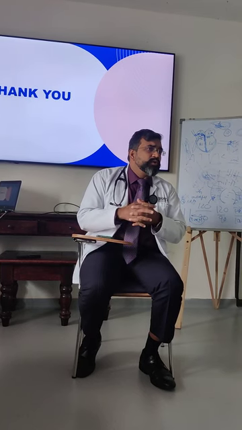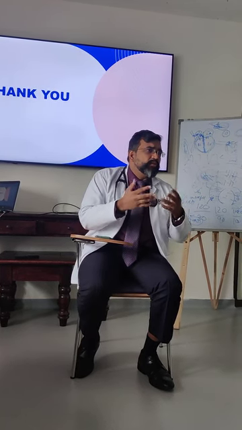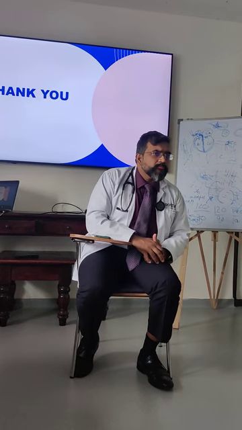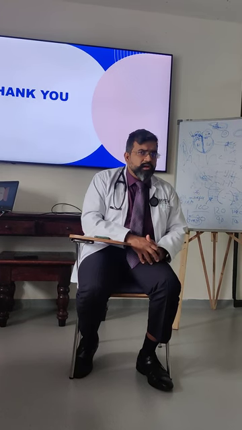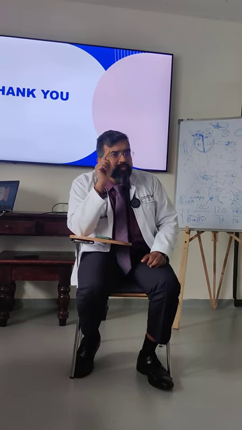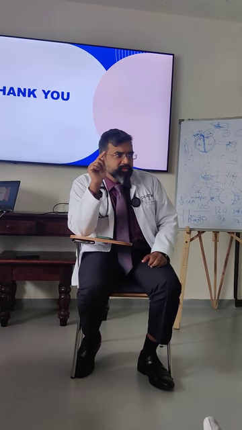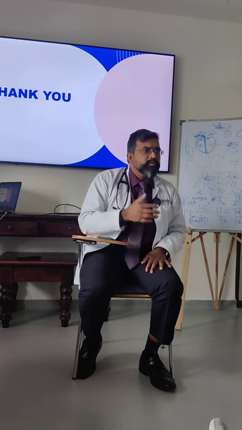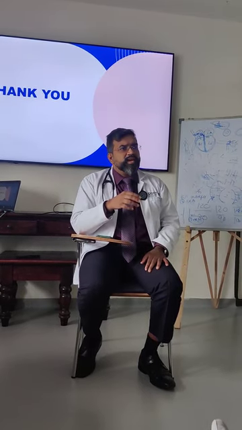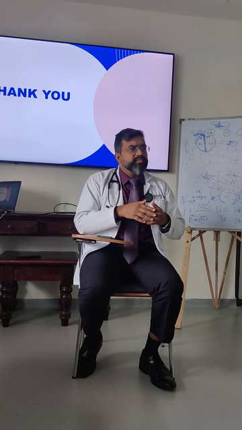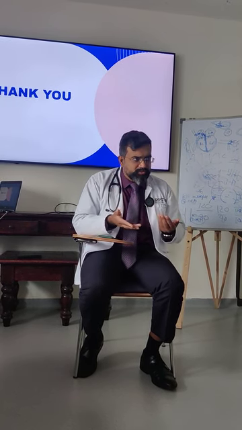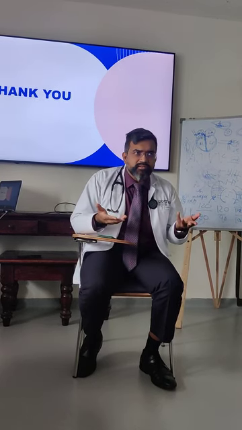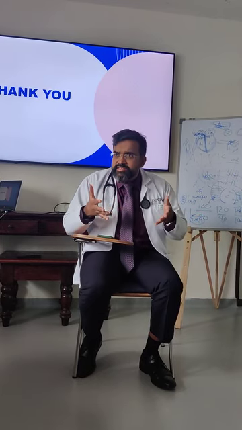Why is the ICP going up? What is CPP equal to? MAP minus ICP. So MAP is also going up, ICP is also going up. Now what is the principle of cerebral reactivity? If the patient's ICP has to go down, the cerebral vascular resistance has to reduce. When will the cerebral vascular resistance reduce? When the cerebral perfusion increases. The brain will not be under stress.